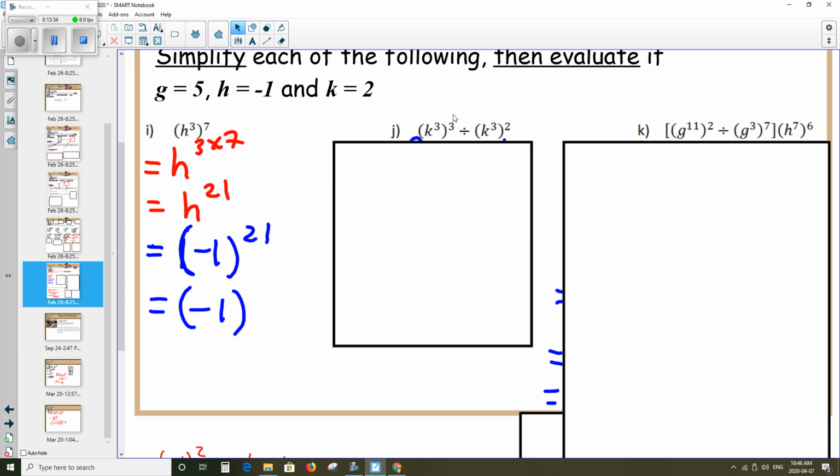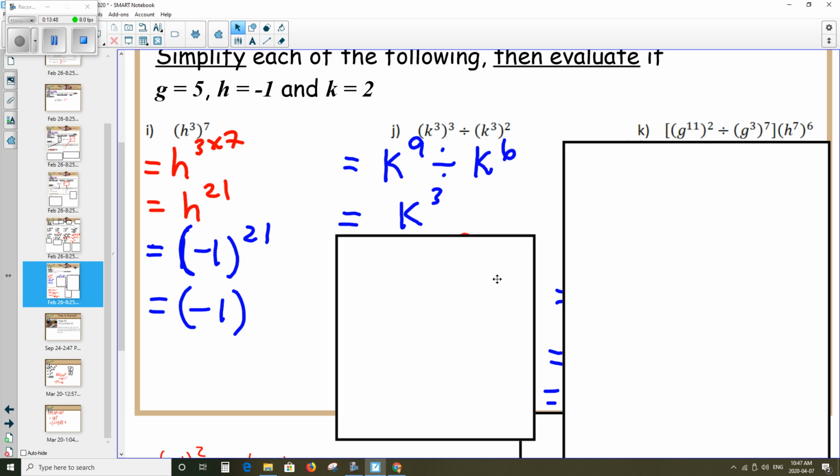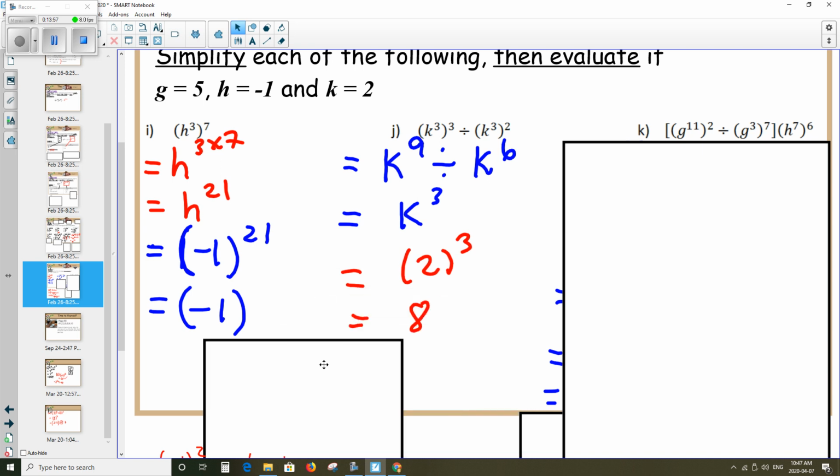Part j: powers of powers. 2 exponents, so 3 times 3 is 9, and 3 times 2 is 6. Now you've got the quotient rule, which says to subtract the exponents. 9 subtract 6 is 3. Now evaluate: if k is equal to 2, replace your k with 2. So you've got 2 cubed, 2 times 2 times 2, which is 8.